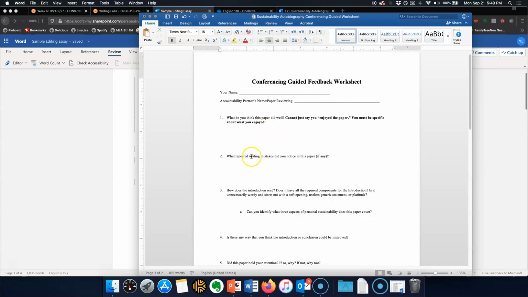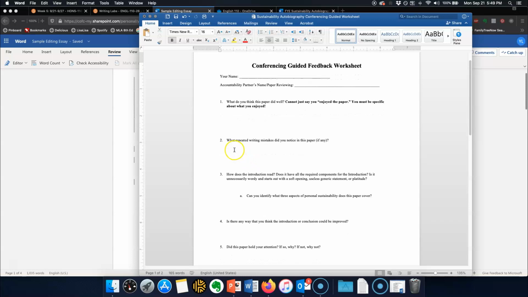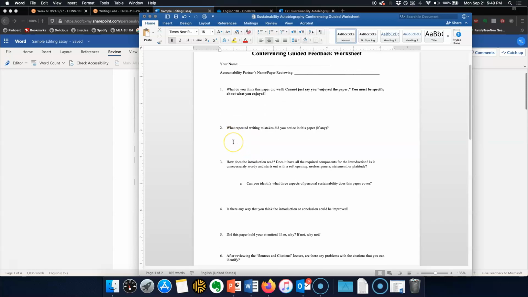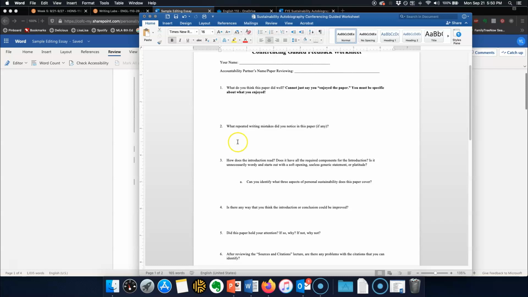I also want you to ask for repeated writing mistakes. Did you notice maybe they were making the same mistakes over and over? Maybe they have run-ons like we saw in the early example. Maybe they had really short paragraphs and sentences. Maybe they weren't following instructions. Anything that you notice, any writing mistakes, please point that out here.